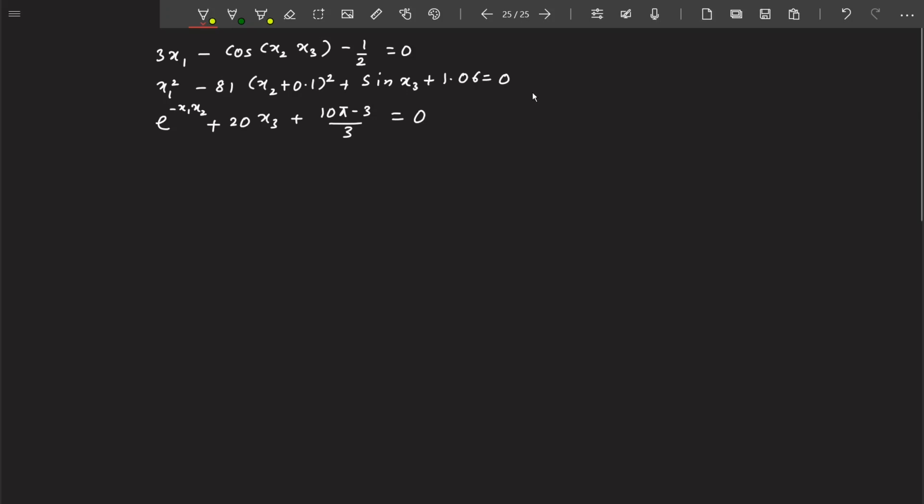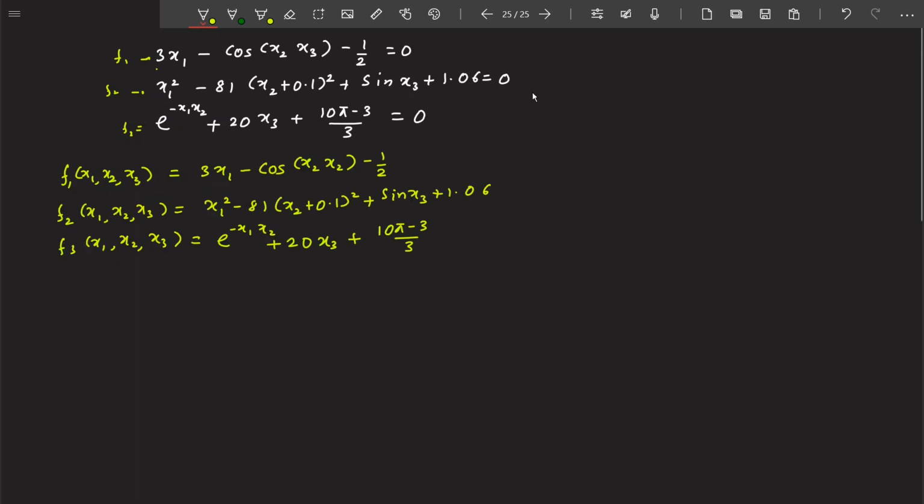So the first thing that you are going to do is write down the function. So the first function is going to be this. This is going to be your f1. I just want to tell you, I'll not be writing x1, x2 and x3 again and again, but just to know that it is a function of three variables. So this is going to be your f1, this is going to be your f2 and this is going to be your f3. Okay, so these are the three functions.